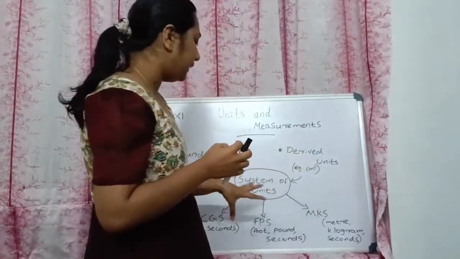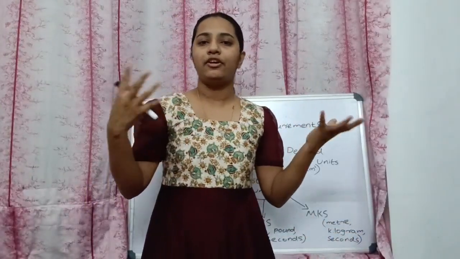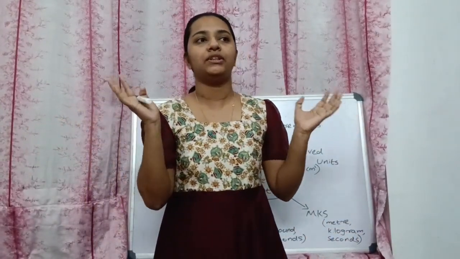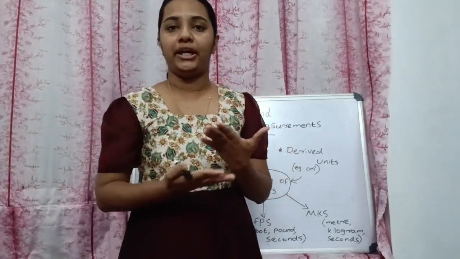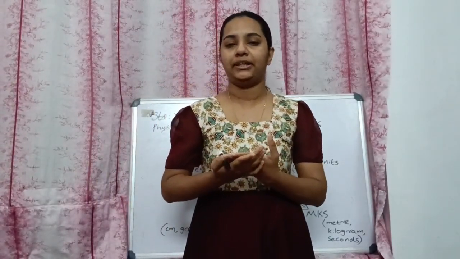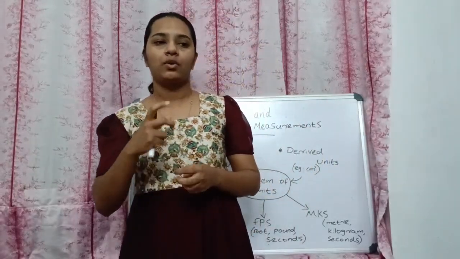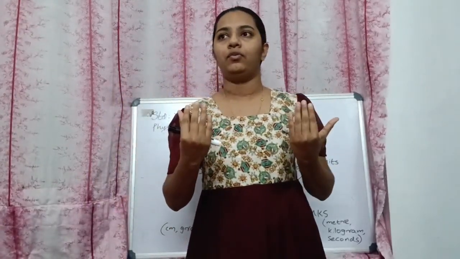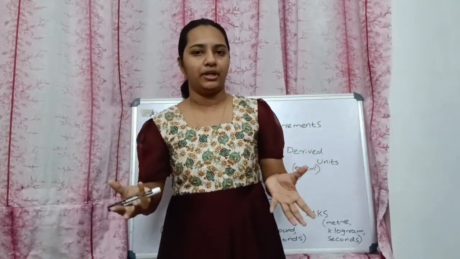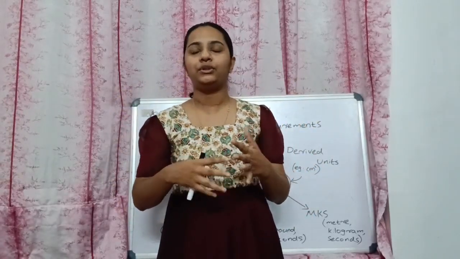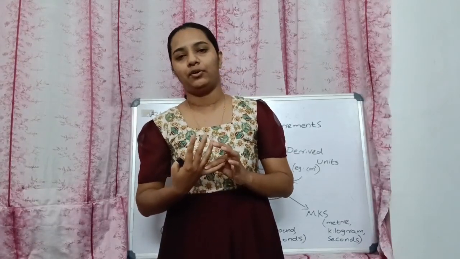So all these systems used different base units, right? So it was really confusing. It was really difficult to communicate about units, right? So the scientists all around the world concluded that they needed a unified or an internationally accepted system of units. That is what we are using nowadays. That is called the SI unit system.